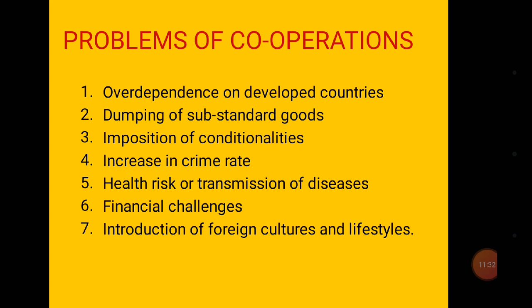Then there is the issue of health risk or transmission of diseases. Because of cooperation, our borders are open. People move from one country to the other. And so when there is an outbreak of disease, it is able to transmit from one country to another, or from one continent to another. A very good example is the outbreak of the coronavirus, which started in Asia, China, and has now spread throughout the world because people traveled from one point to the other, carrying the virus that gives the disease.